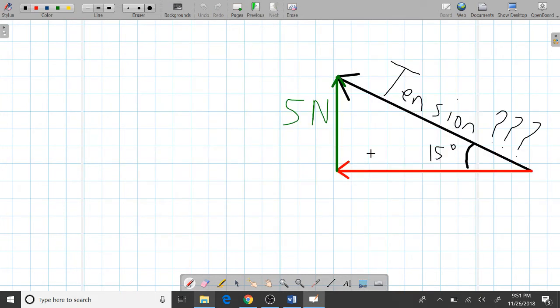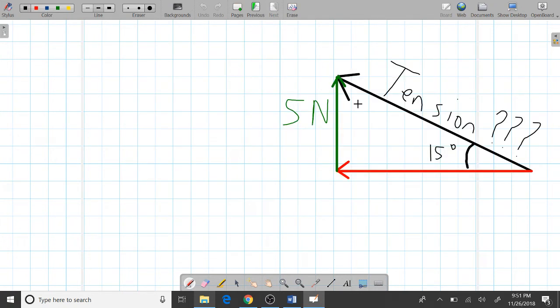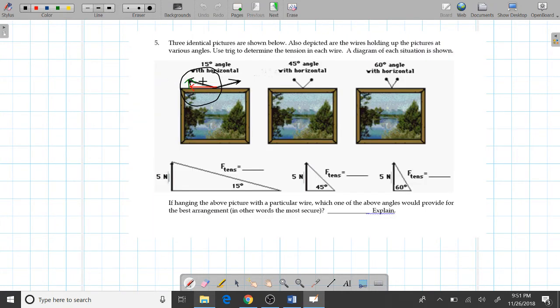Let me make this bigger here. Remember, this wire is pulling up and to the left. It's pulling in the x direction at the exact same time that it's pulling up in the y direction. They have this force labeled as 5 newtons acting upward, so this force is 5 newtons. The goal is to solve for the tension of this wire, in other words, the value of this force along the hypotenuse of this right triangle.